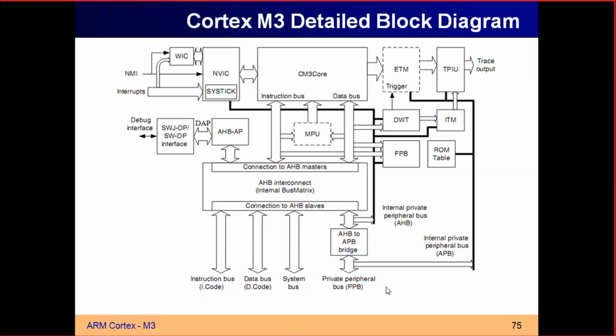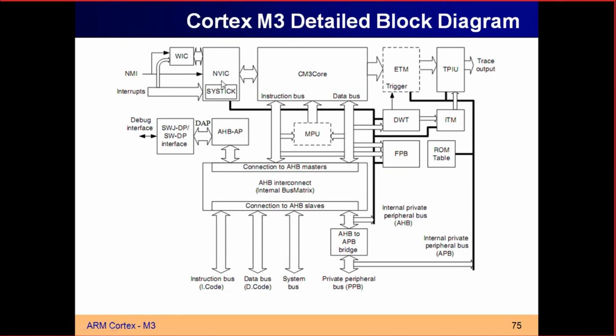Right. Then these private peripherals, you can see internal private peripheral bus is connected to ITM, DWT and NVIC. Internal private peripheral bus is connected to the ROM table, TPIU and ETM. Right. So there are the internal private peripheral bus and the external private peripheral bus. Then NVIC we have seen.